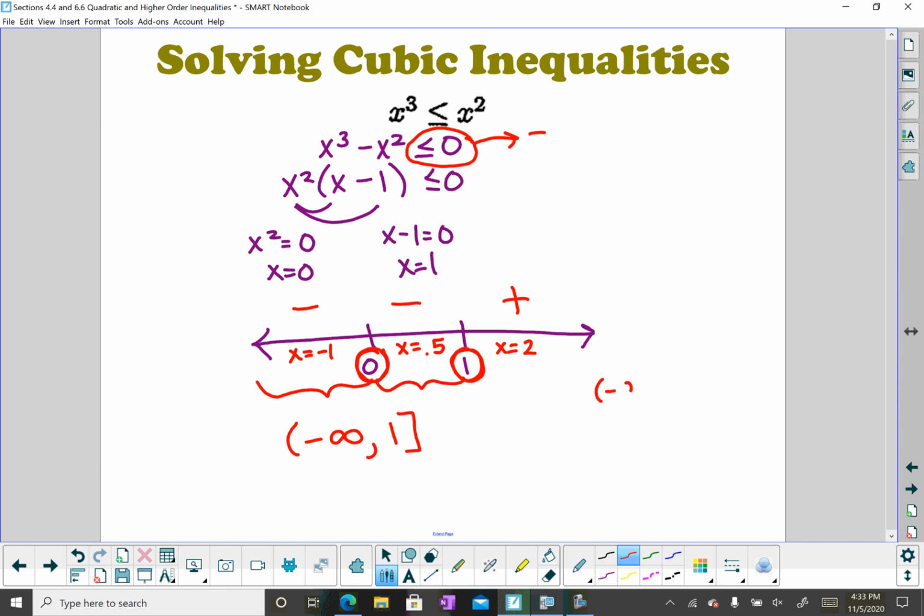If you said -infinity to 0 and then 0 to 1, this is equivalent, but it's not the simplest version that you can write it in because 0 is included in both of those intervals. So more than likely, if you put something like that in MyMathLab, it will be marked wrong. So just be careful. Now, if 0 was not included, if we had to put parentheses where the 0 was, we would have to write it in this other form. But you want to try to steer away from doing that if you can.